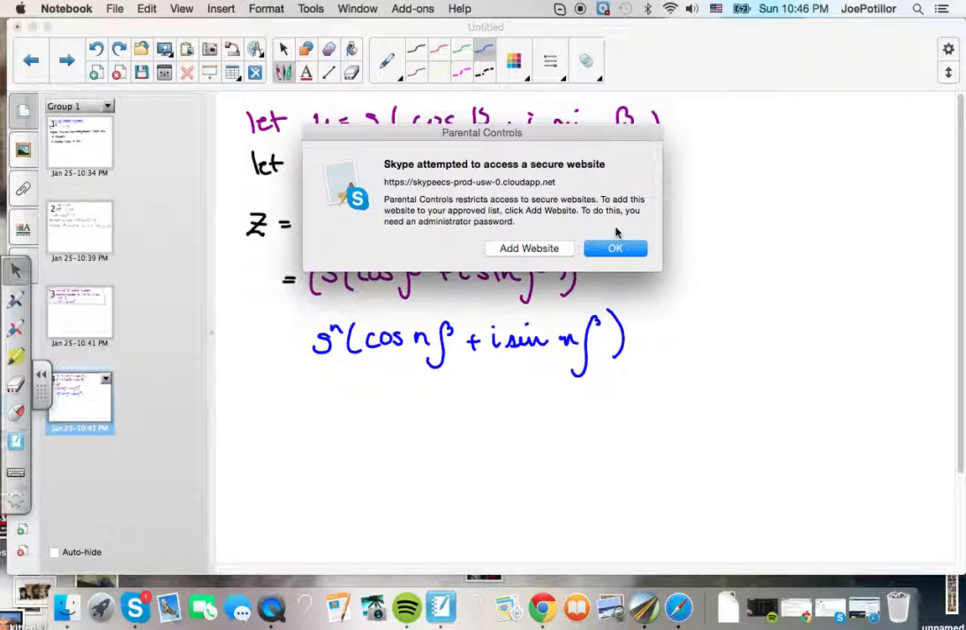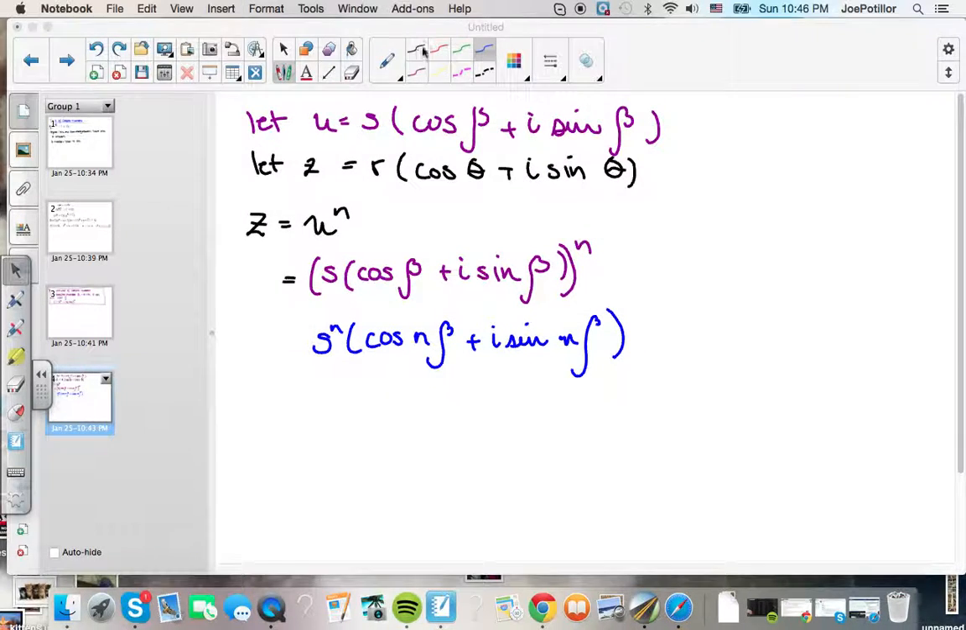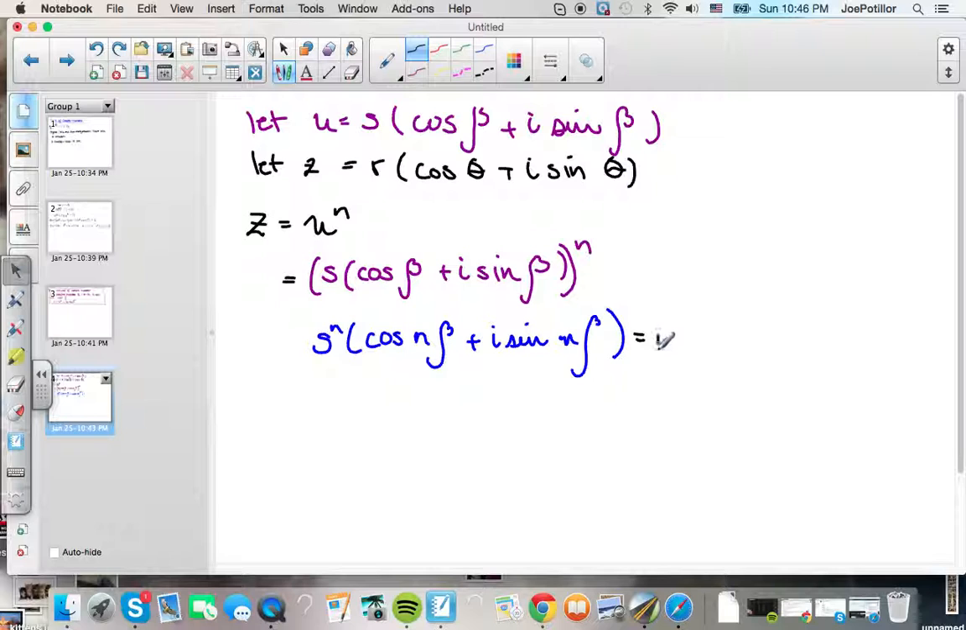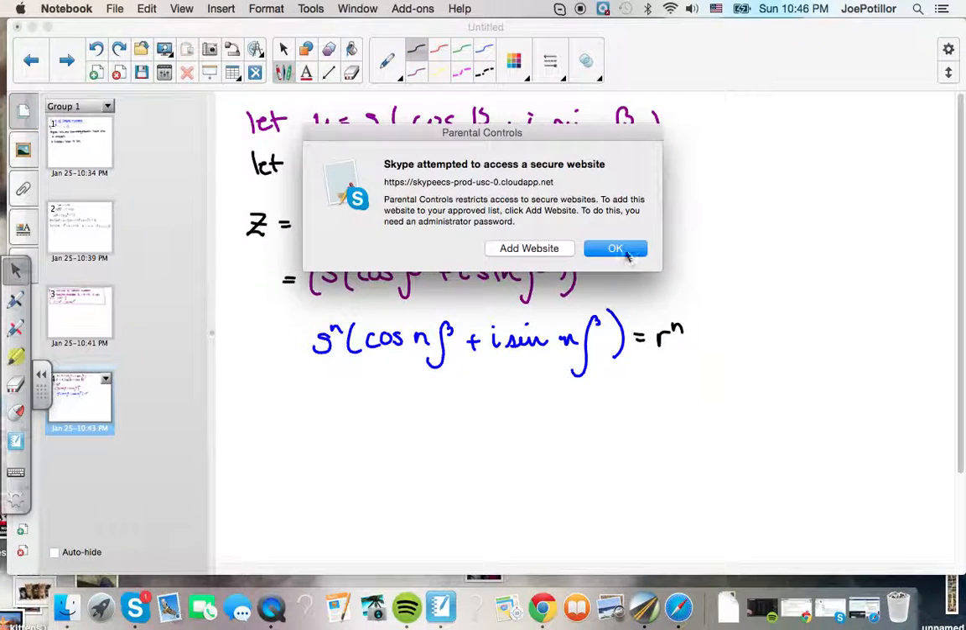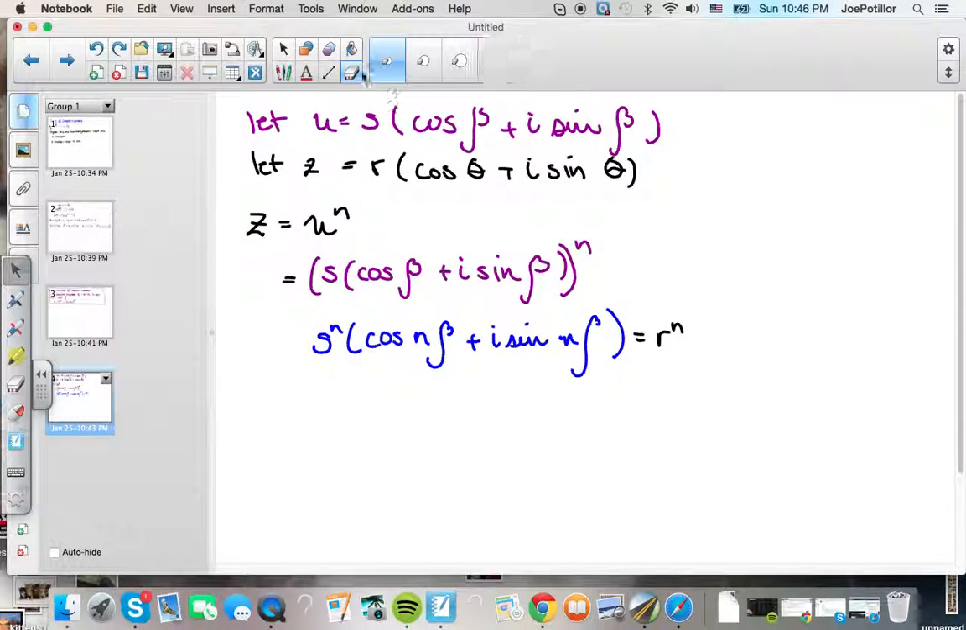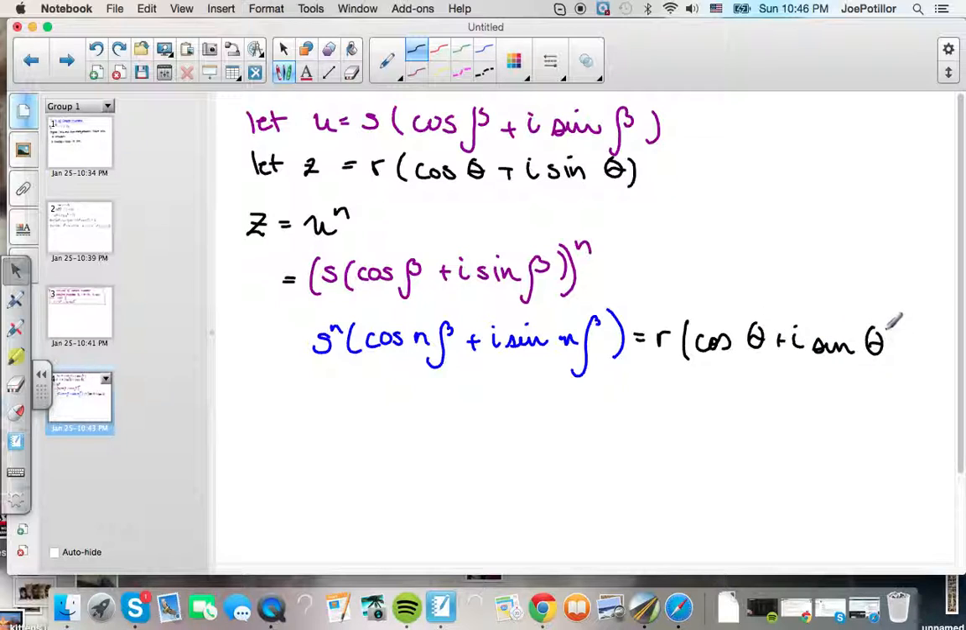Now, because this is an equation, I can equate it mathematically. This will equal r, it's not r to the n, just r, of cosine of theta with i sine of theta, like that. Okay. Everybody follow, because z is equal to u to the n.